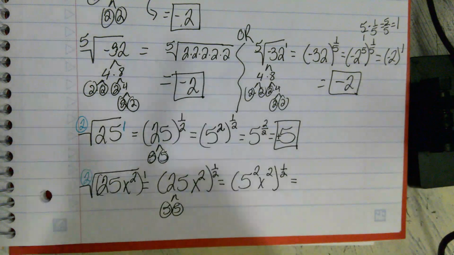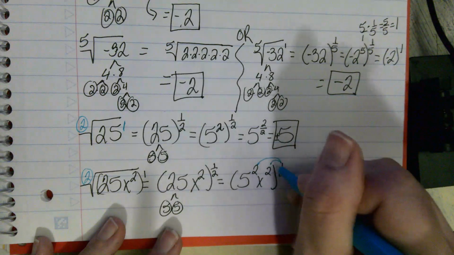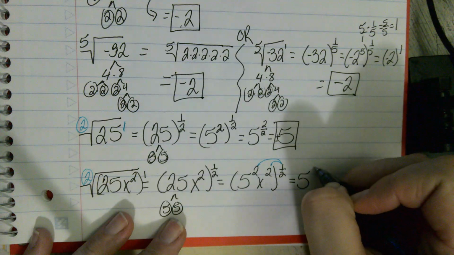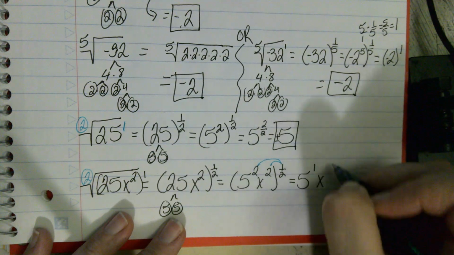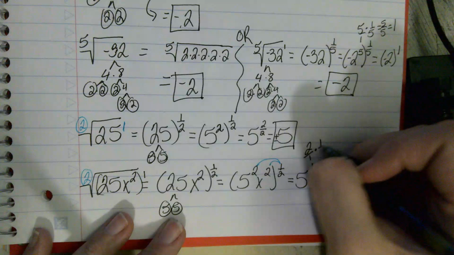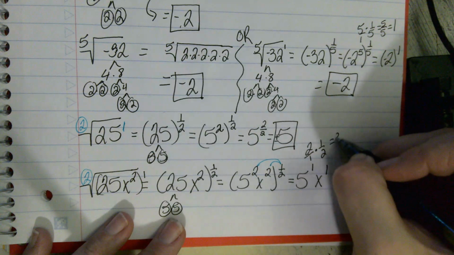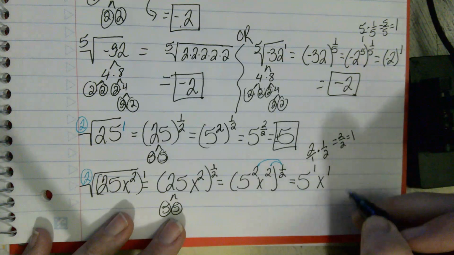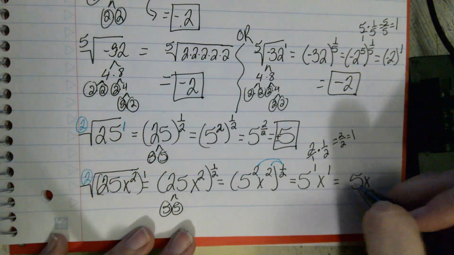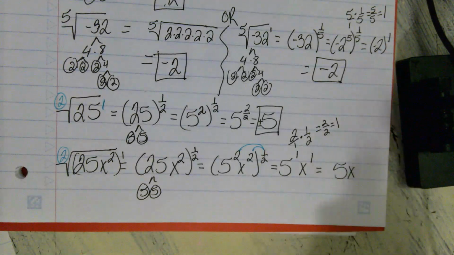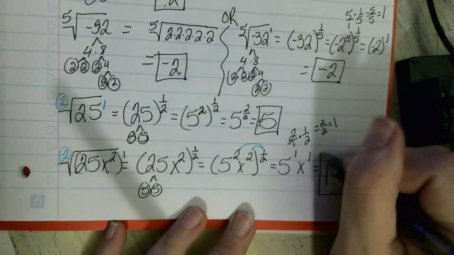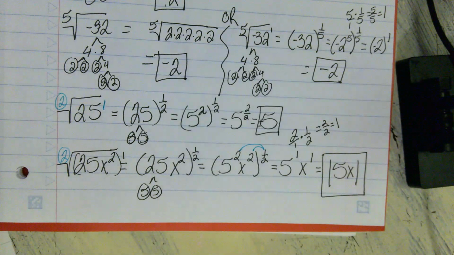which would be, again, a power to a power rule. They're next to each other with that parenthesis, so we'll multiply it. And I get 5 to the 2 over 2, which is 1, x to the 2 over 2, which is 1. And I'm getting that because 2 over 1 times 1 over 2, 2 times 1/2 is 2 over 2, which is 1. Okay. So our solution would be the absolute value of 5x, because it would always be positive.